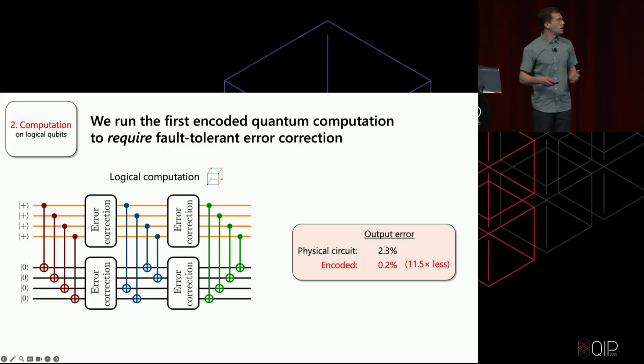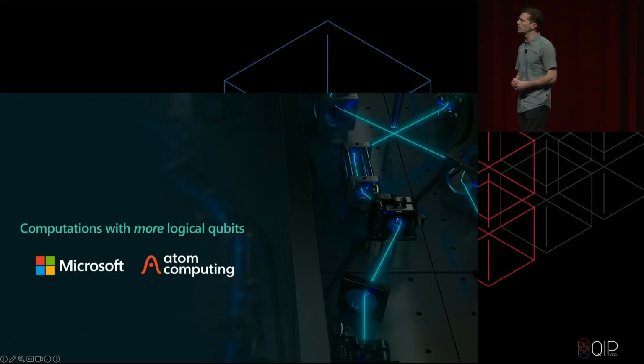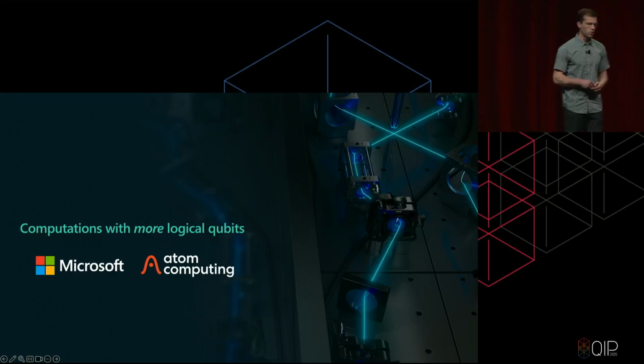Still, we'd like to run computations on more than just 8 logical qubits. And so that's what I'd like to get into in the second part of this talk, is how do we do computations with hopefully many logical qubits. And this is a collaboration between Microsoft and Atom Computing. Atom Computing is building a neutral atom processor, and we're working with them to develop codes and to develop applications to run on this processor.